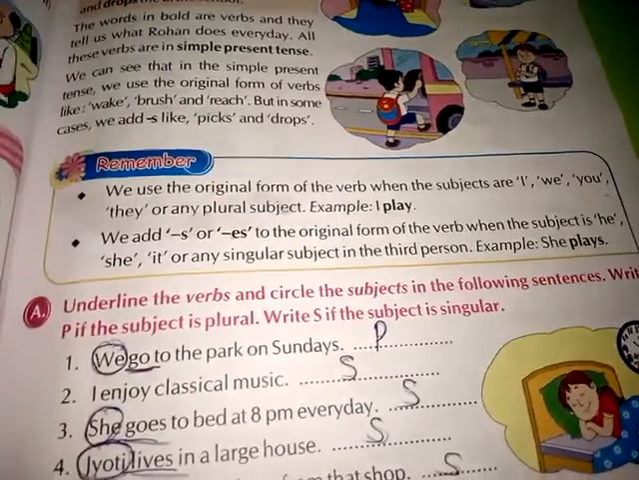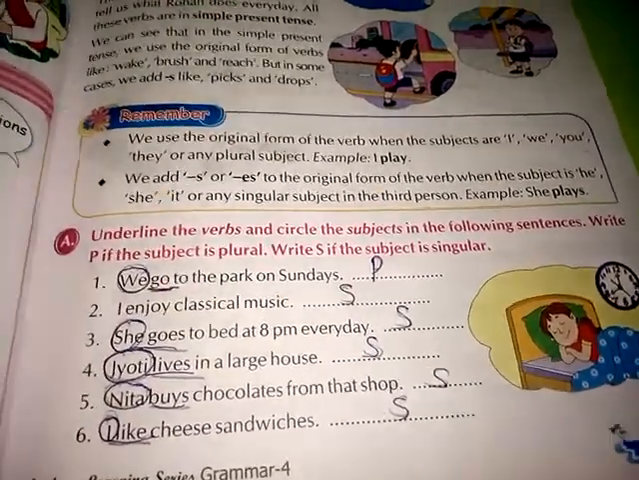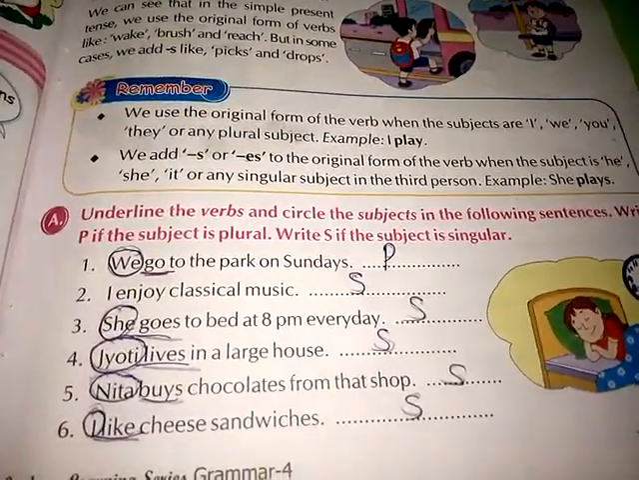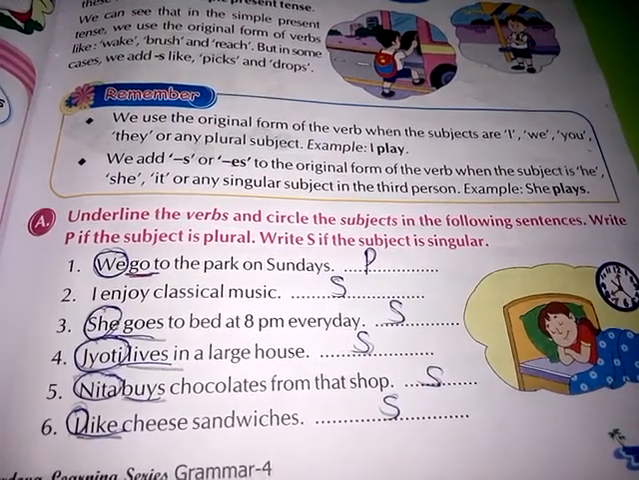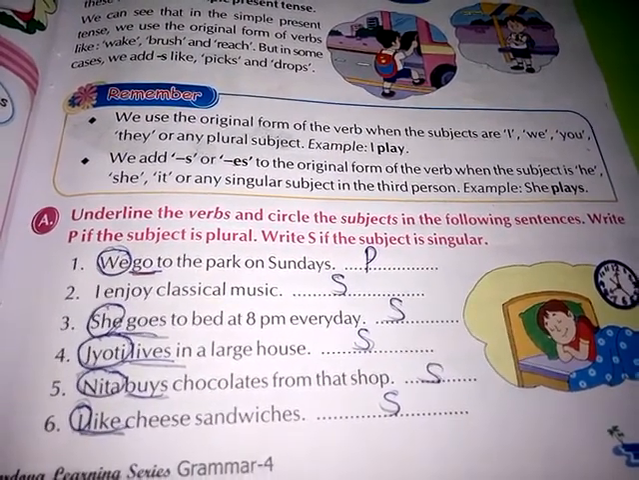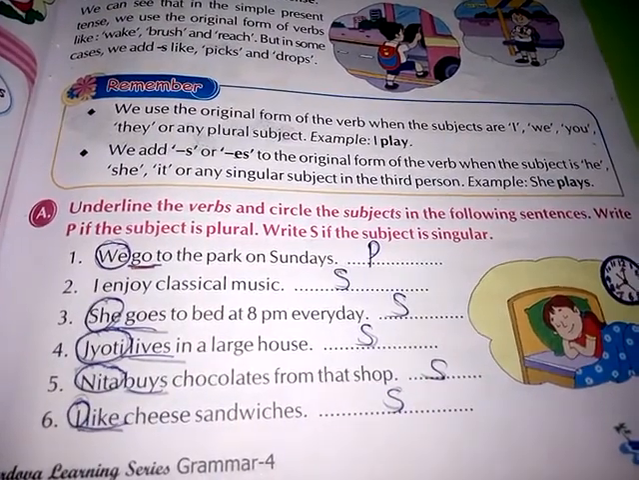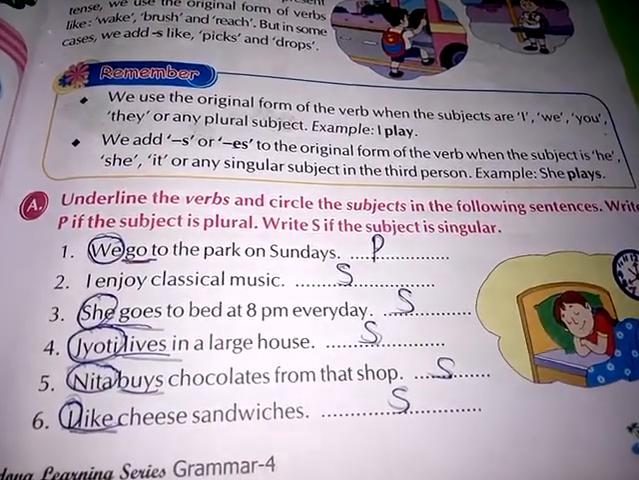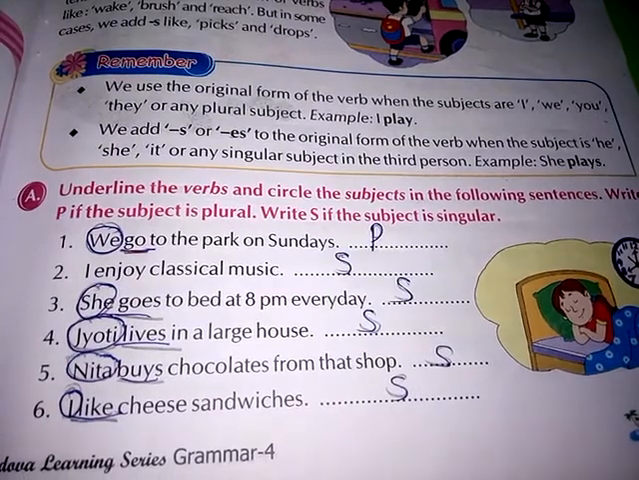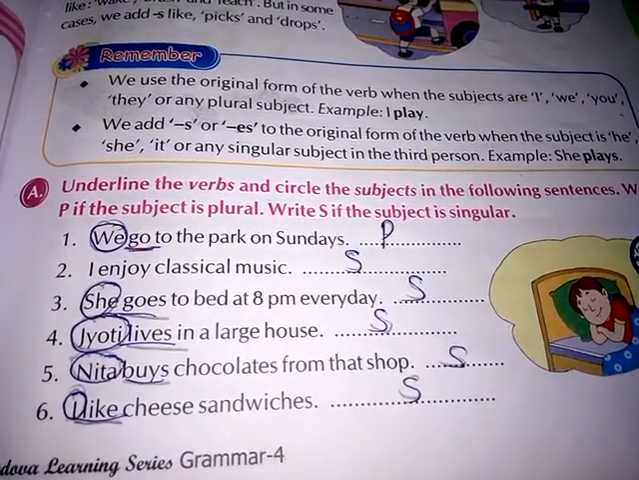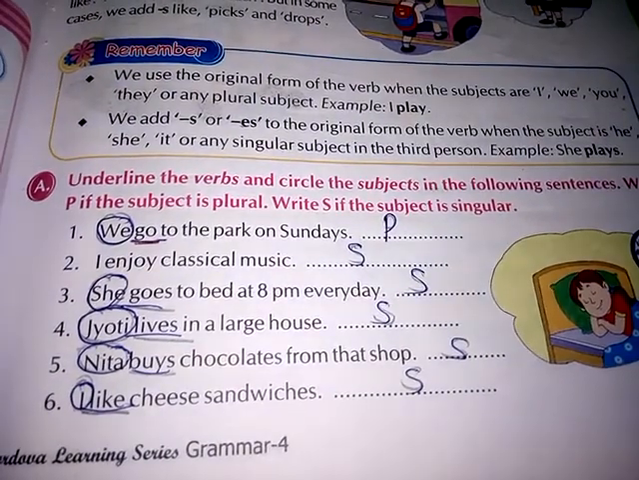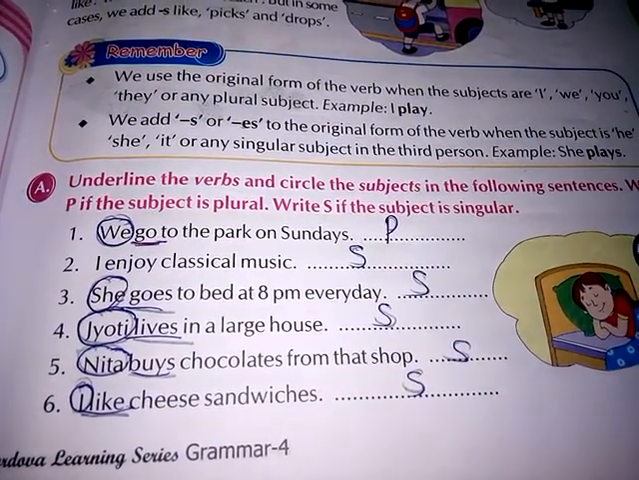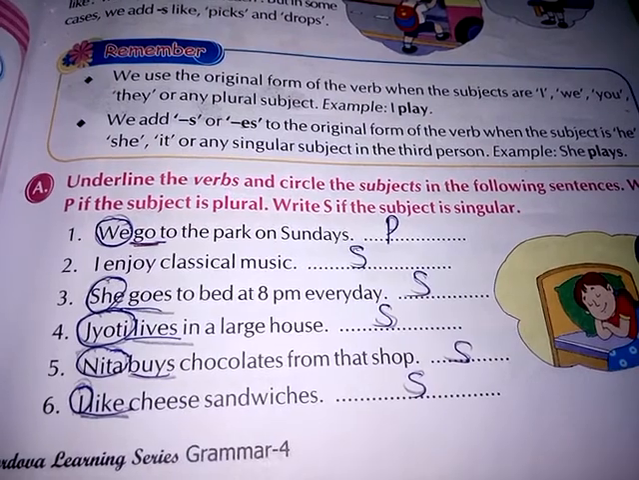Now underline the verbs and circle the subjects in the following sentences. Write p if the subject is plural, write s if the subject is singular. First number, we go to park on Sundays. We have to circle we and underline go, it's p. We have to write down p.